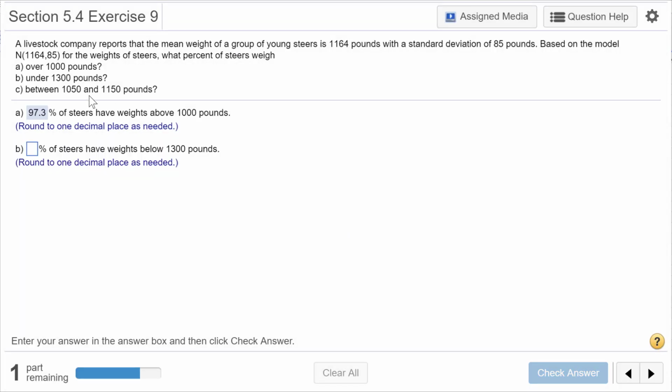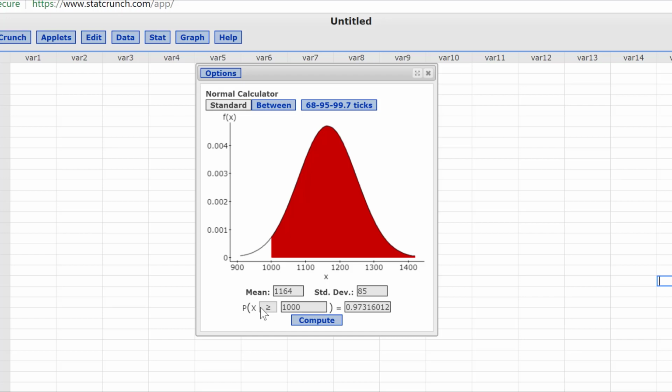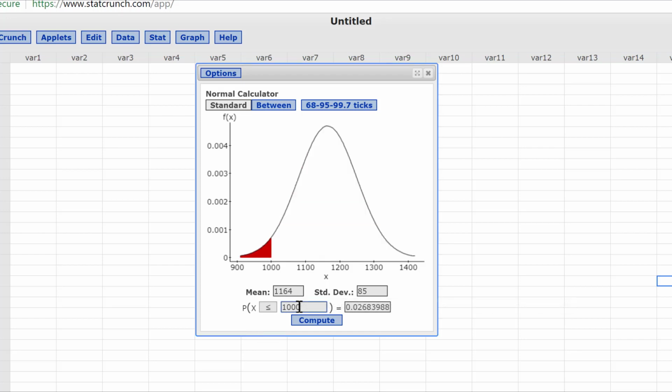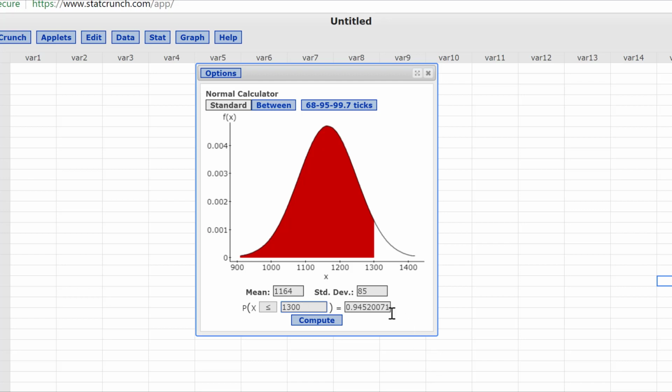How about under 1,300 pounds? So again, we're going to change this to less than or less than or equal to. They'll give you the same result. There's no area at that individual point. Again, if we wanted to put those tick marks on, we could. And so we get 94.5%.